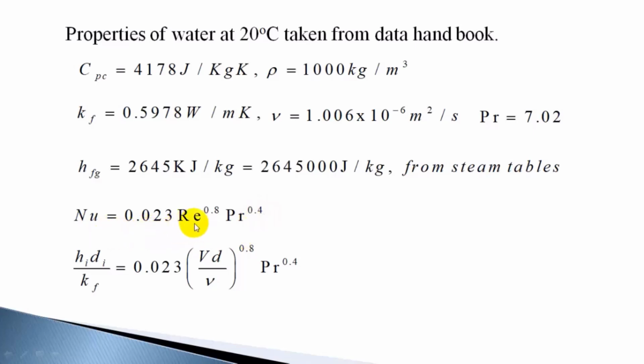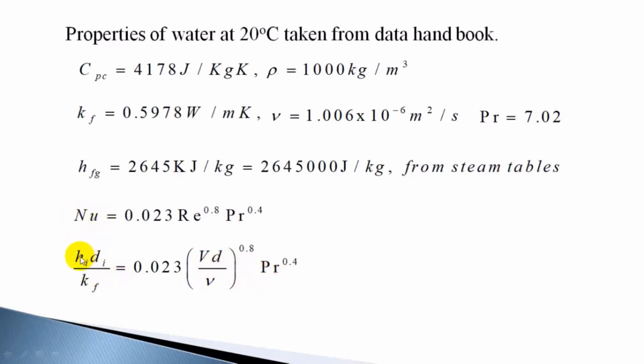To find Re and Pr, the Reynolds number and Prandtl number, we need to refer to the data handbook. The Reynolds number you calculate either as Vd by nu, that is velocity times diameter of the pipe divided by kinematic viscosity, or as rho Vd by mu, where mu is the dynamic viscosity. So I use Vd by nu. Nu is the kinematic viscosity, V is the velocity, d is the diameter. The Prandtl number you can get directly from the data handbook.